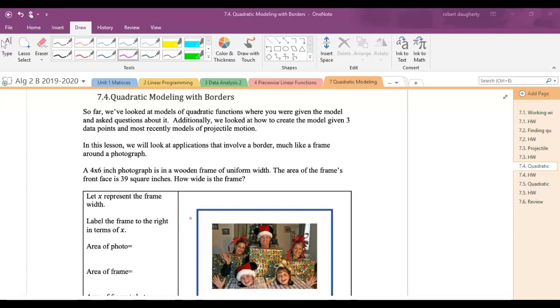One is borders. So think of a border like a picture frame, so that's a border that goes around this photo. So we'll talk about how that works in a quadratic model. The other is a fence. So if I build a fence around a house or something like that. So let us talk about this.